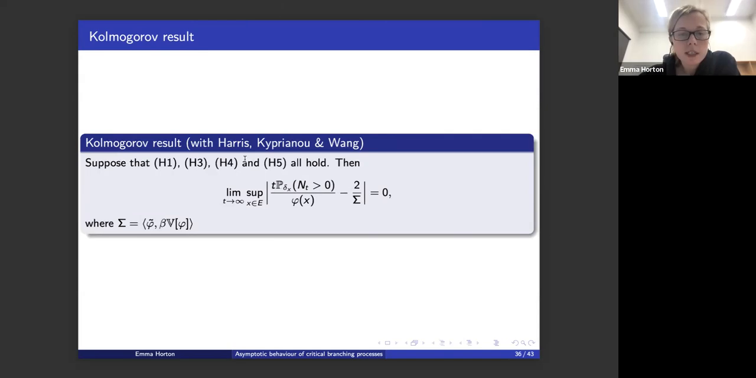Okay. So with Simon Harris, Andreas Kyprianou, and Minmin Wang, we showed that under the assumptions H1, 3, 4, and 5, we do indeed have this Kolmogorov result for the survival probability. And the limiting constant is, as with the Galton-Watson case and the branching diffusion case, given by a quantity involving the variance of the offspring distribution.